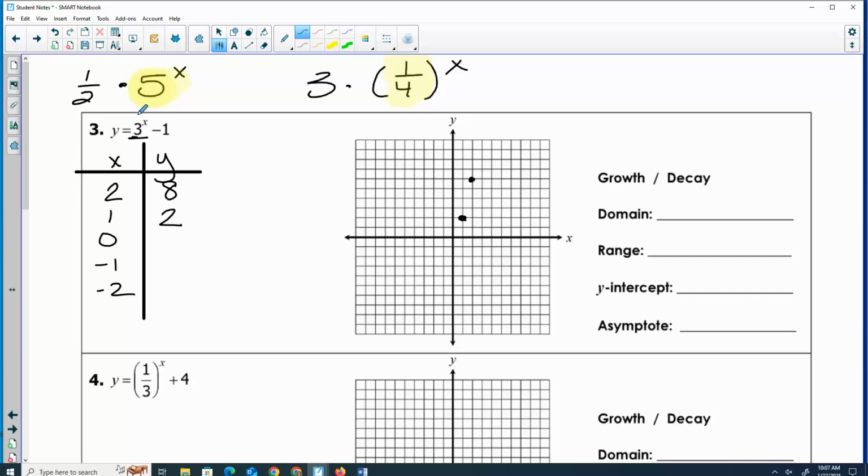Kale, if I plug in a 0, what do I get? Well, grab a calculator. Here's your equation, and your x is 0, so type in 3 to the 0 power minus 1. So 3 to the 0 is 1. Anything to the 0 power is 1. And then we subtract 1 and we get 0. So (0, 0) is on here.